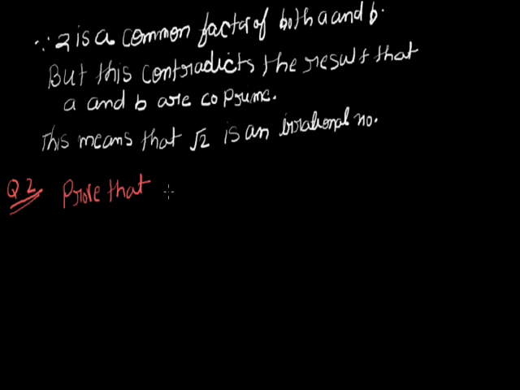Prove that 3 minus root 5 is an irrational number. Now, again, for solving this question, we will use the method of contradiction. So let us come to the solution of this question.